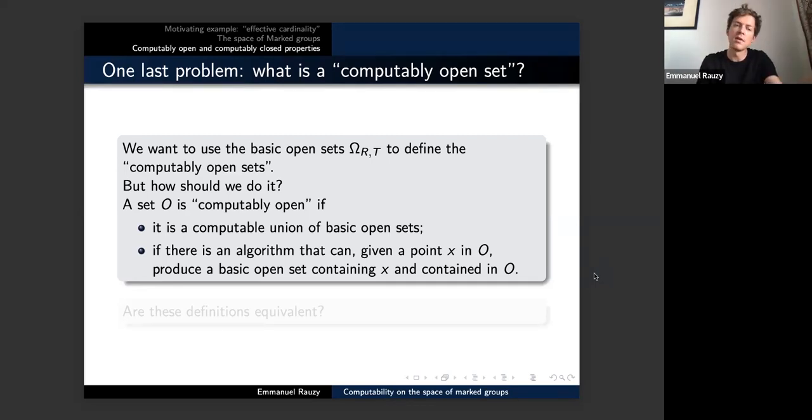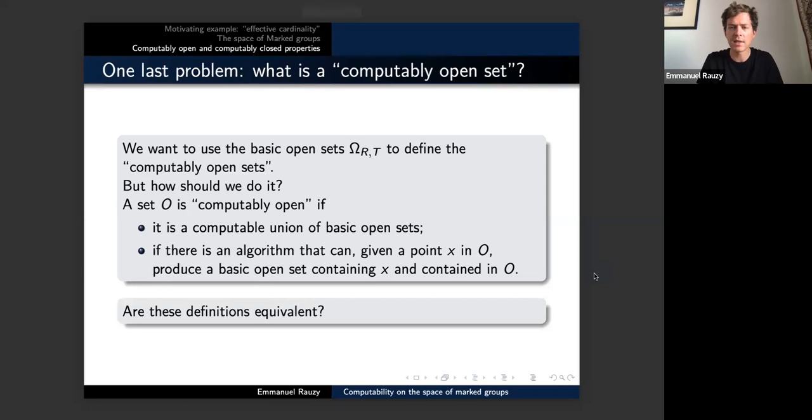Either of these two definitions that I have written here are very natural definitions for the computably open sets. And we can ask, obviously, are these definitions equivalent? And in fact, in some settings, these definitions yield non-equivalent notions of computably open sets.